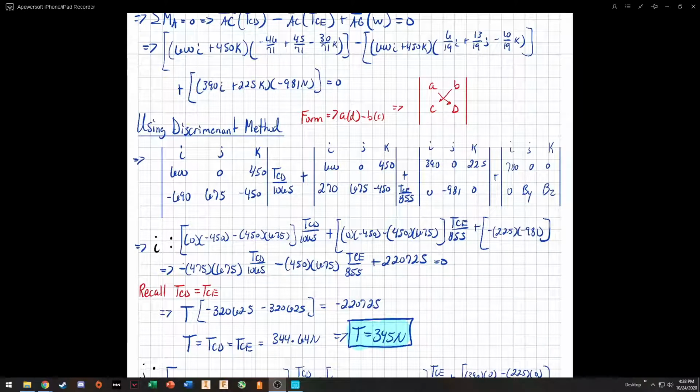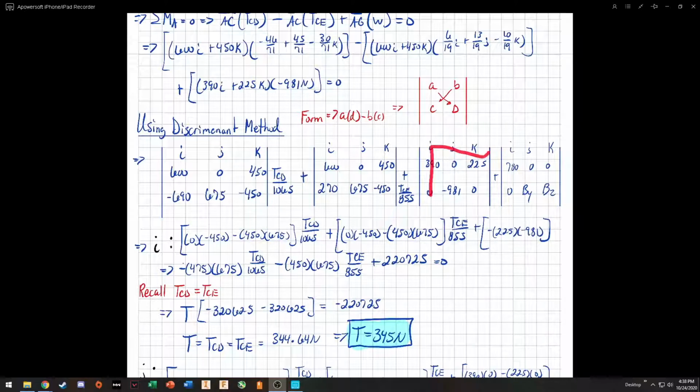So to break it down, for our first portion, looking at the i direction, we block off this and we block off this. So we're going to have 0 times negative 450 minus 450 times 675, all of that times tension CD over 1065. For the next portion, we're covering up our column i and our row. We get 0 times negative 450 minus 450 times 675 times tension CE over 855.